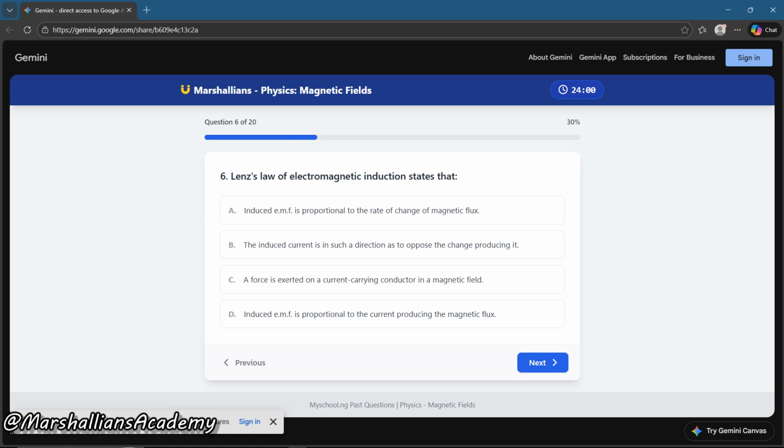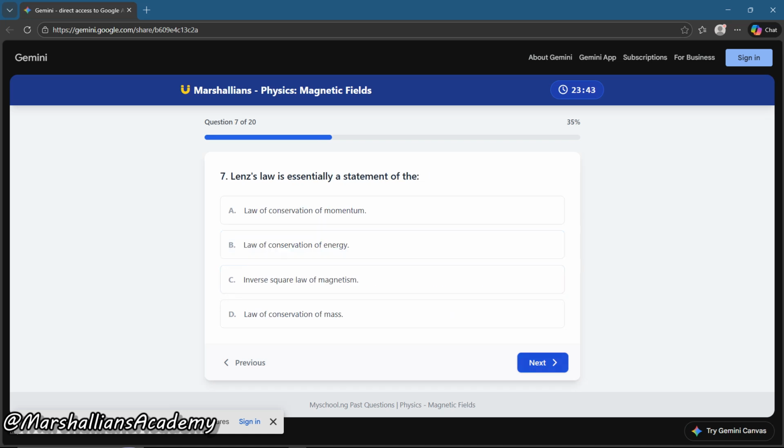Lenz's law, easiest law in physics. You should know this. Yeah, Lenz's law tells us the direction of the induced current, opposing the change in magnetic flux. Good. That's B. Lenz's law is basically another explanation of the law of conservation of energy.